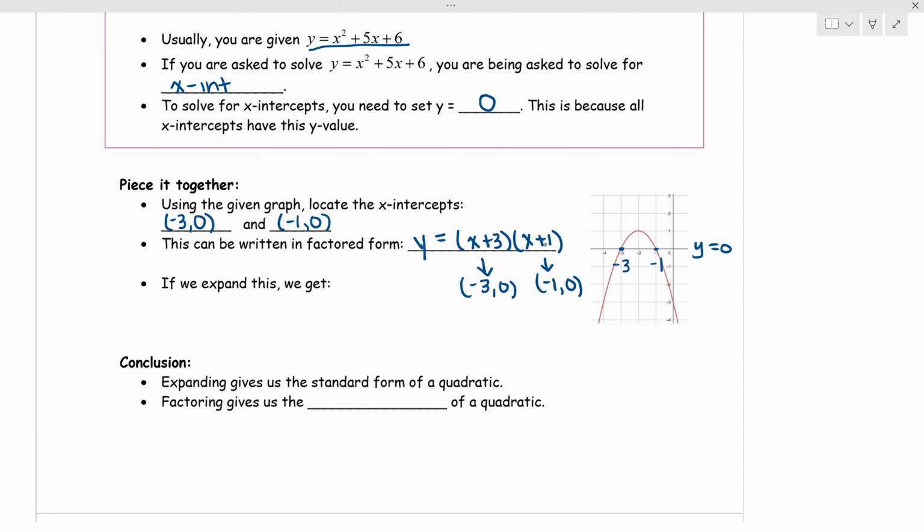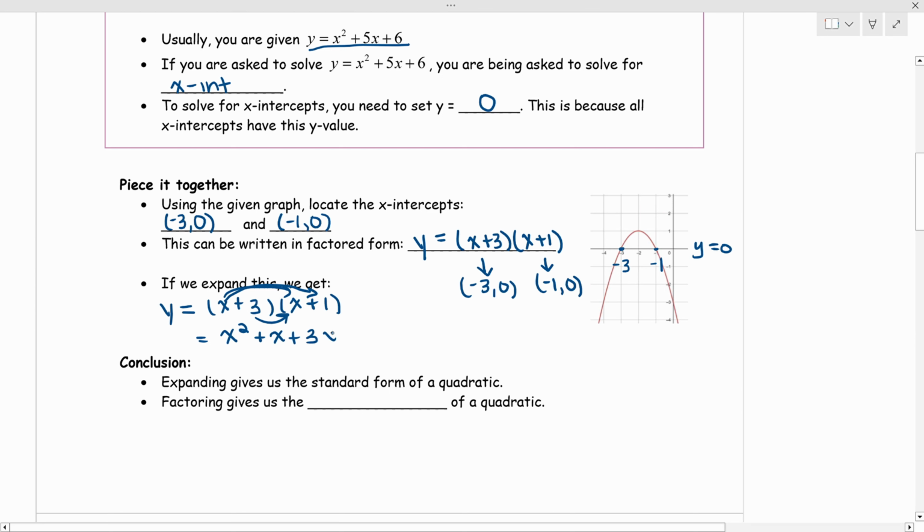Now, if we were to expand this, and I'm assuming this is something you've seen, you would get y is equal to, let's just actually copy this out, x plus 3, x plus 1. If we were to expand, you would get x times x, which is equal to x squared, x times 1, which is just 1x or x, 3 times x, which is 3x, and then 3 times 1, which is 3. We can simplify or clean this up and get x squared plus 4x plus 3.